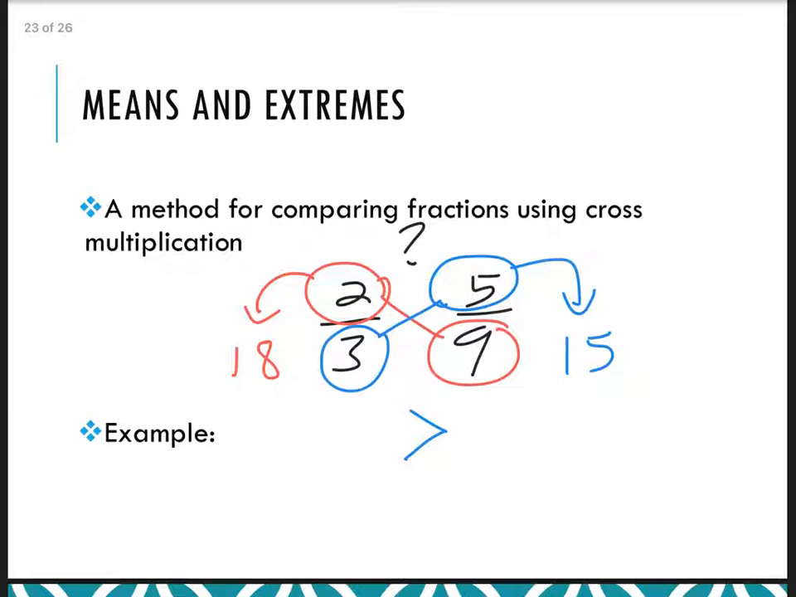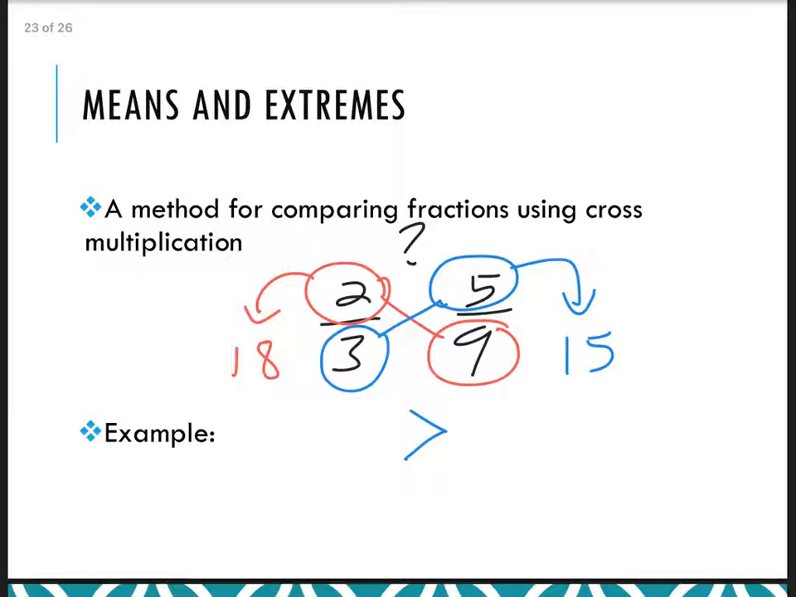But the big thing to remember here is you start in the bottom left or bottom right, it doesn't matter, and multiply diagonal and write the number over here. Same thing, start in the opposite lower corner, multiply diagonal and write the number on the other side. Then that means 2/3 is bigger than 5/9. Okay, there you go. And all this, by the way, without having to have common denominators.